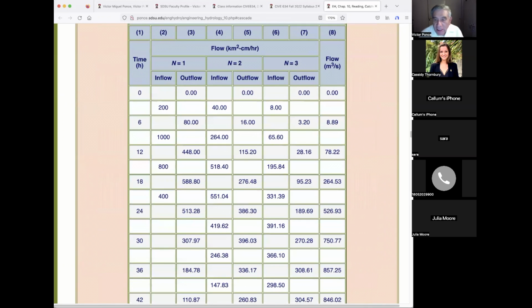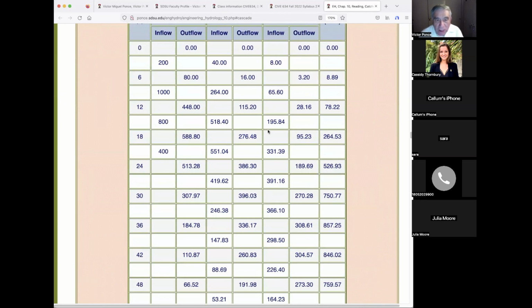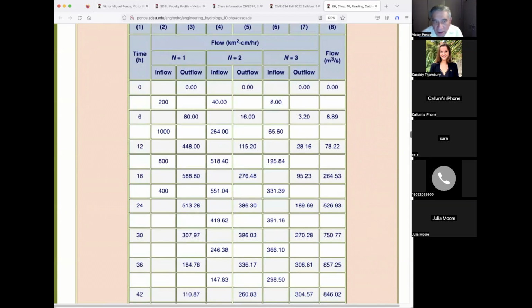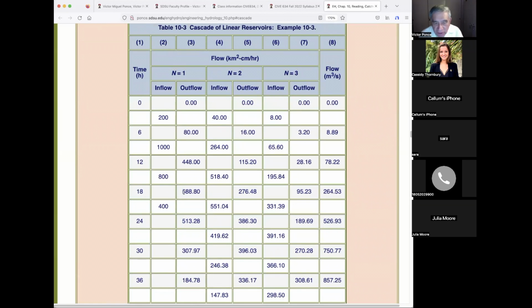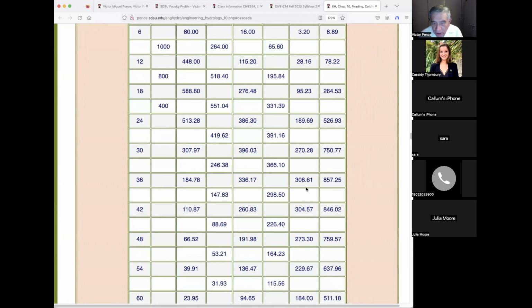So that's basically it. Now, note in here that the outflow over here was 588, right? The peak, 588, because it goes 400, 500, 513. This is the peak at time 18. At 18 hours, we have a first peak after the first reservoir. And the second one is 396. That's at 30 hours. Can you see that? That's the peak. And the third one is 308. At 36 hours, we have 308. And then everything else coming down.